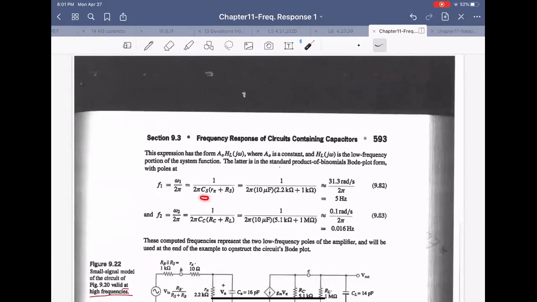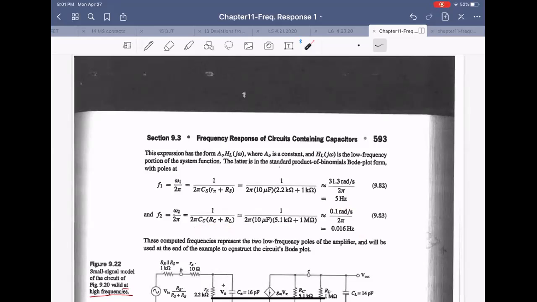If we plug in T sub S, R pi RS will be 5 Hertz. And if we put the CC and this RC, RL will be 0.016 Hertz like that. How we can get this one, maybe we'll get the shortcut later on. Let's see how we can get the shortcut.